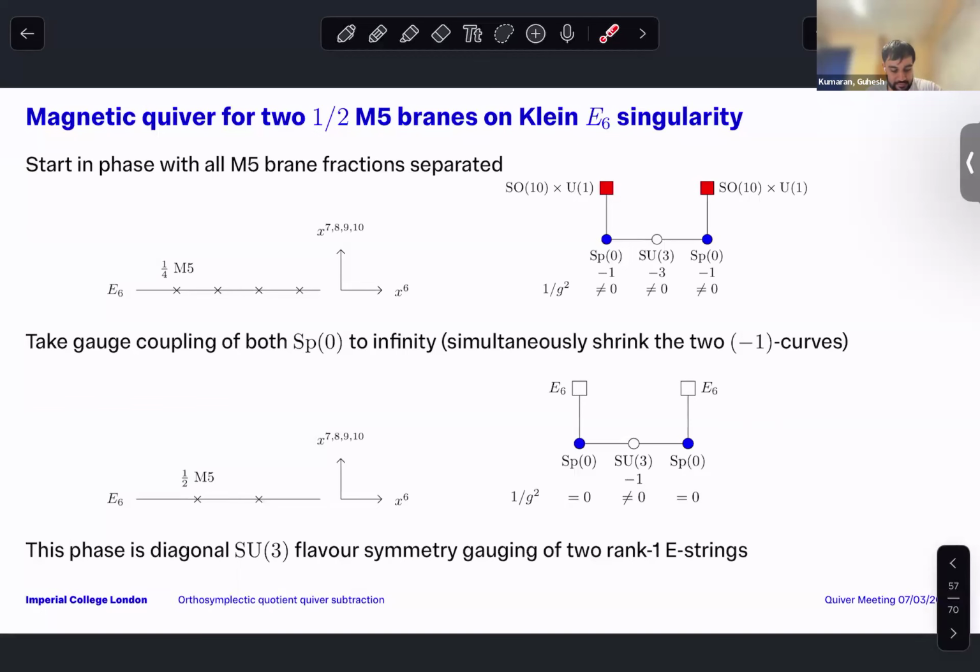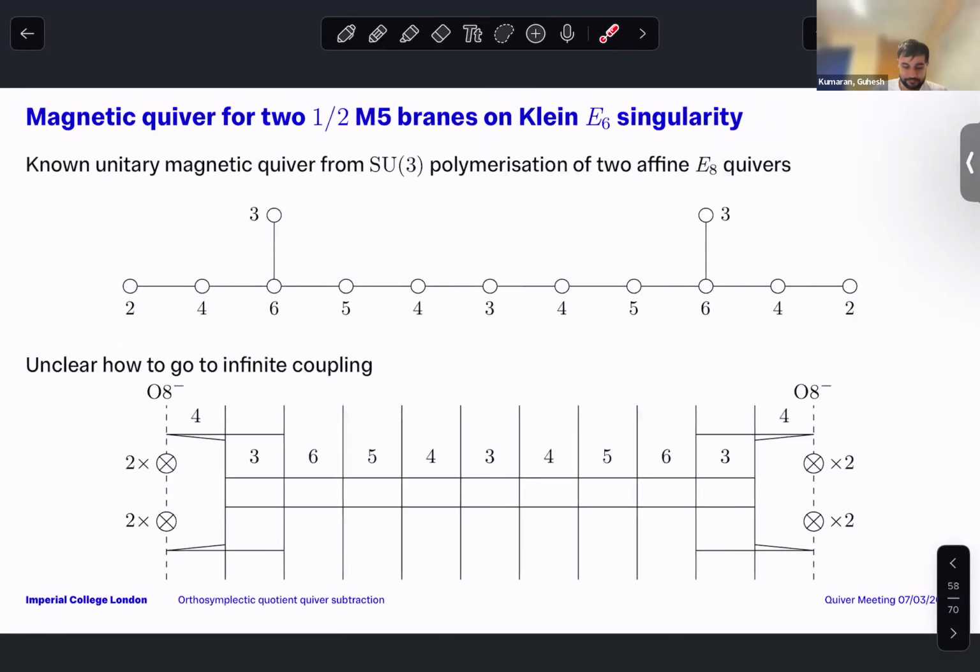Okay, so first I do this pairwise and I get 2 half M5s, which corresponds to taking these SP0s to infinite coupling, leaving this SU3 at finite coupling. So this looks like a gauging of 2 E8 instantons. Okay. So, a construction that people have known before was to take 2 affine E8 quivers and then do polymerization. This looks okay. And you can write down a brane system for this, but it's unclear how to go to infinite coupling here. So attempts to go and find E6 conformal matter with unitary quivers kind of stopped at this point.